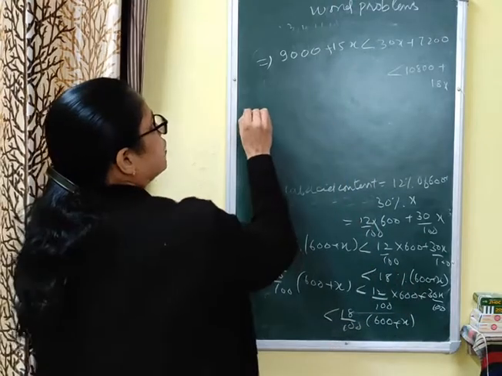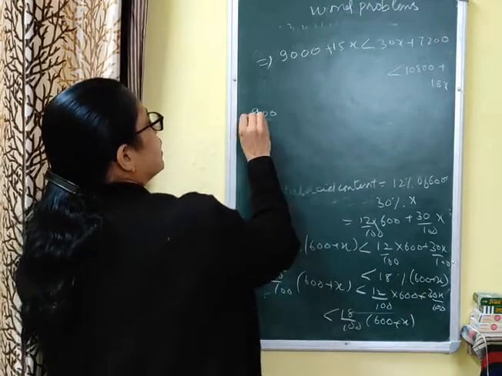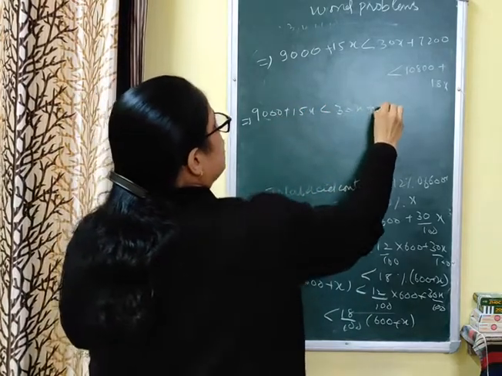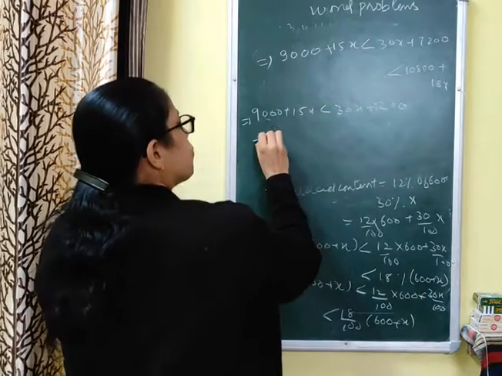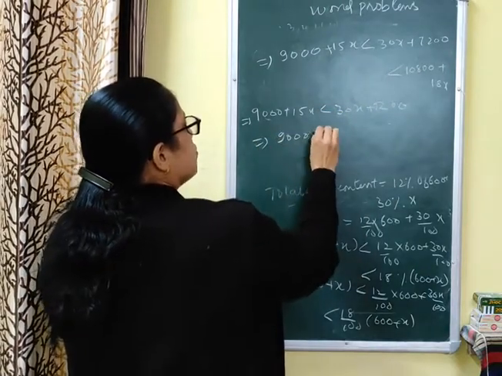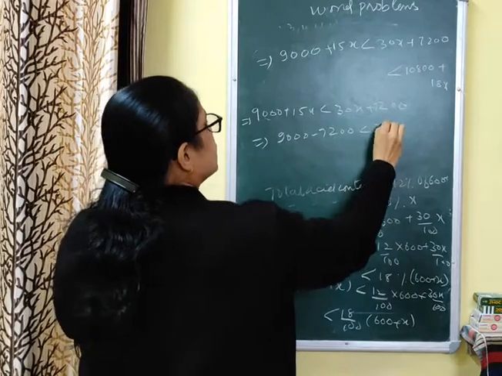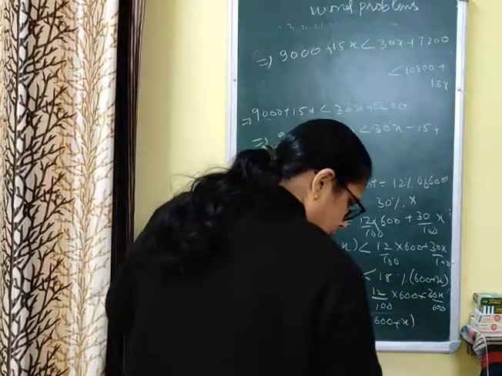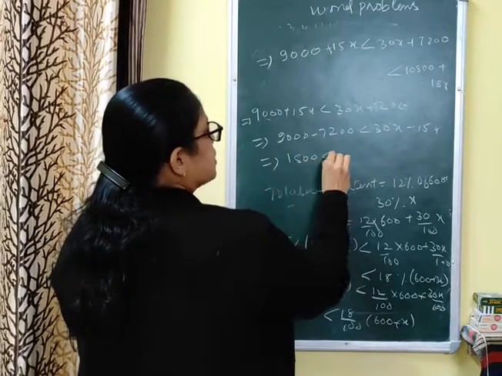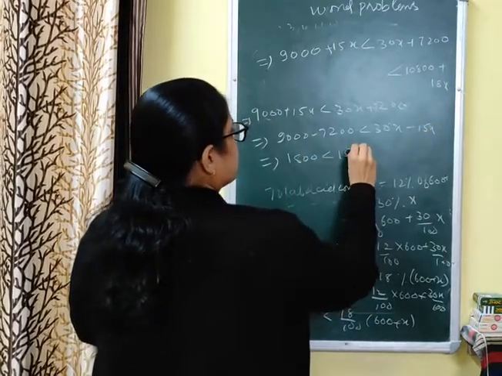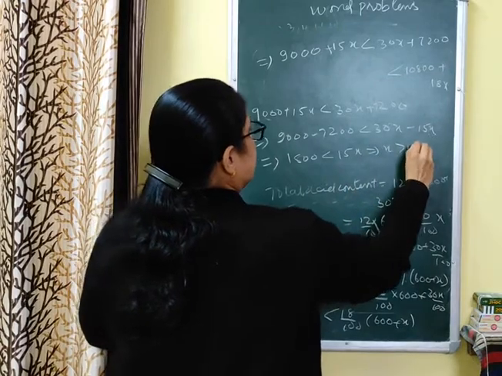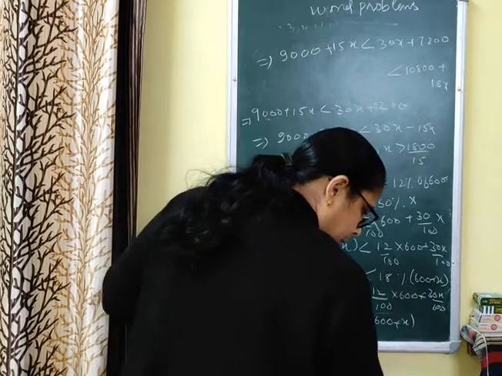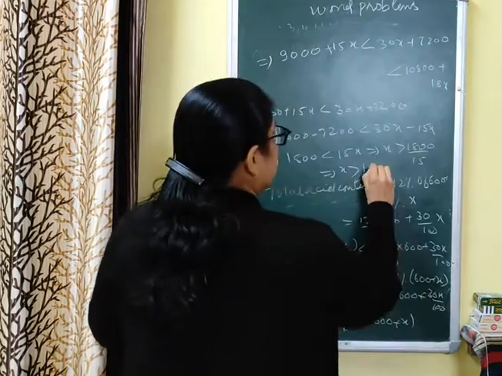Now you have to take this first and this last, if दोनों साथ में लेंगे तो गलती हो जाएगी. That implies 9,000 plus 15x less than 30x plus 7200. One equation. इसको पहले सॉल्व कर लेते हैं. 9,000 minus 7200 less than 30x minus 15x. That means 1800 less than 15x, implies x greater than 1800 by 15, that implies x greater than 120. It is one condition we got.